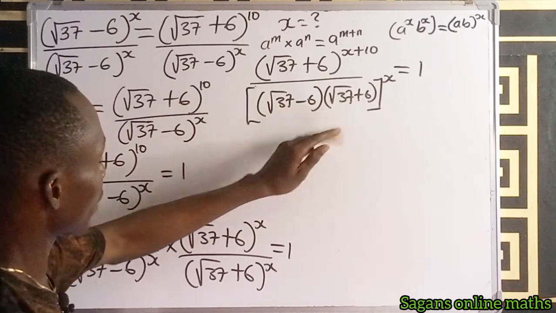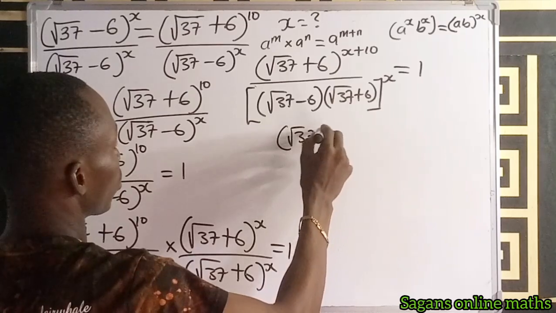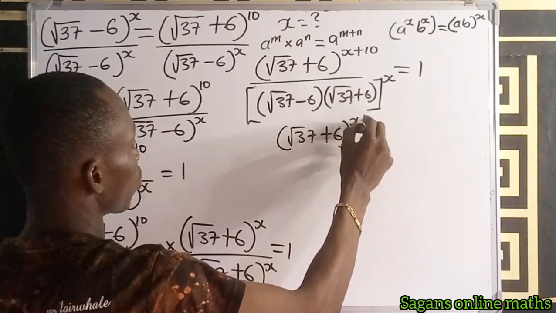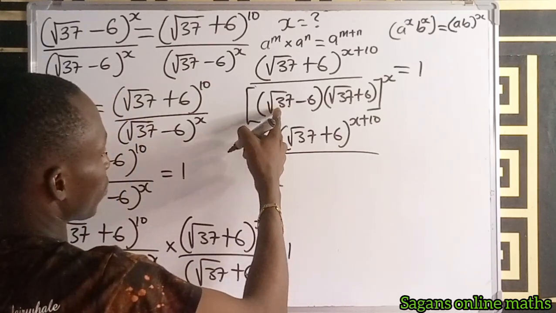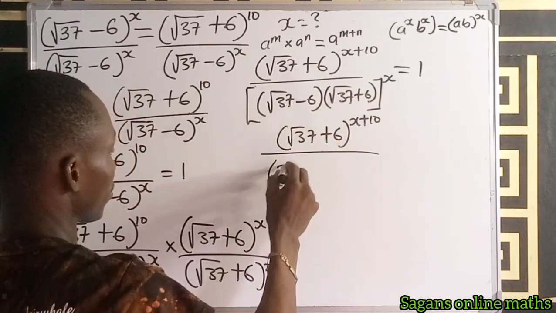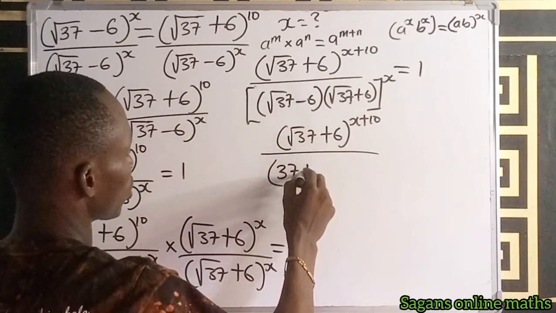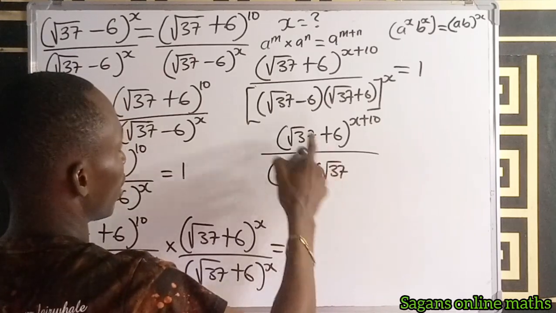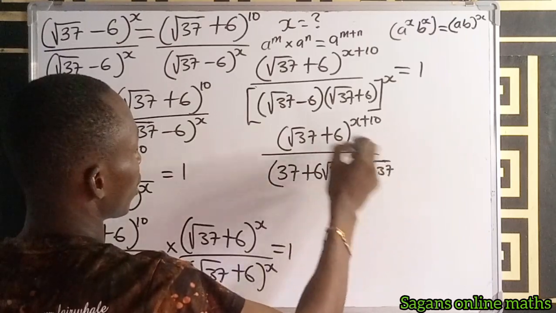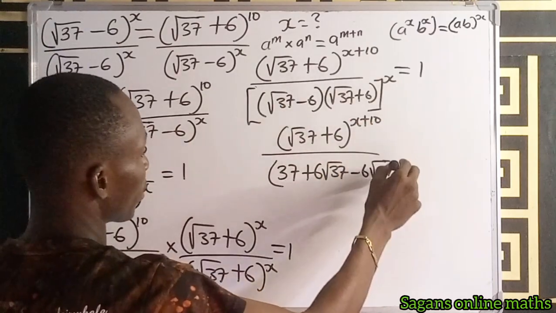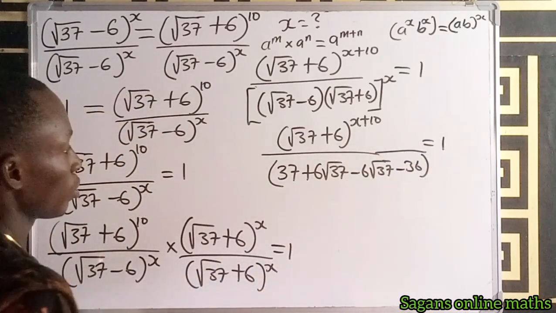Look at our denominator here. Let's expand this bracket. Note that this is (√37 + 6)^(x+10) divided by, √37 times √37 will give us just 37. Then √37 times 6 will give us plus 6√37. Minus 6 times this will give us minus 6√37. Then minus 6 times 6 will give us minus 36. And don't forget that all this equals 1.